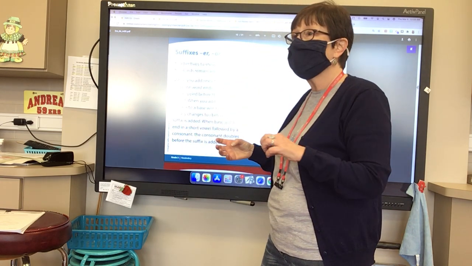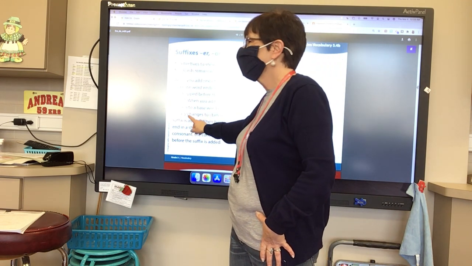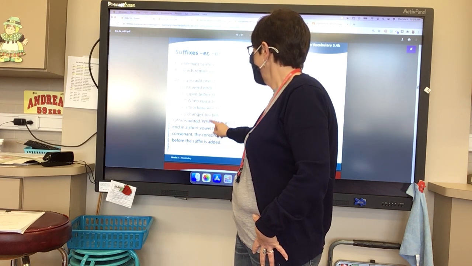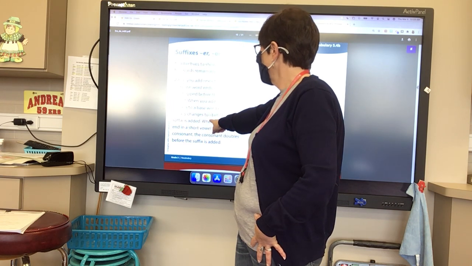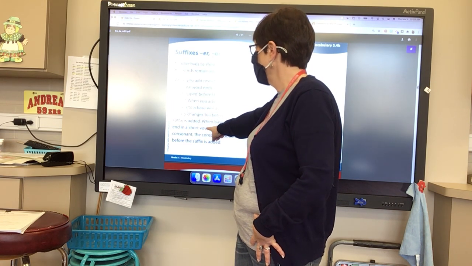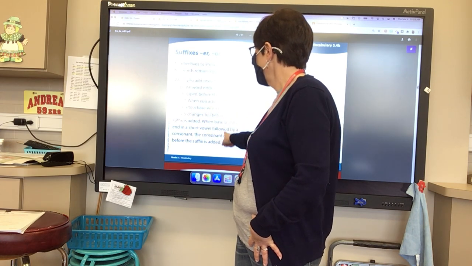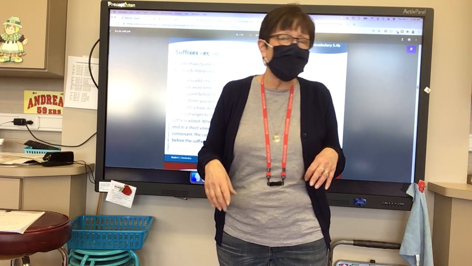Now here we have another new little rule, everyone. When the base words end in a short vowel followed by a consonant, the consonant doubles before the suffix is added. So let's remember this. There's so many little rules to remember.